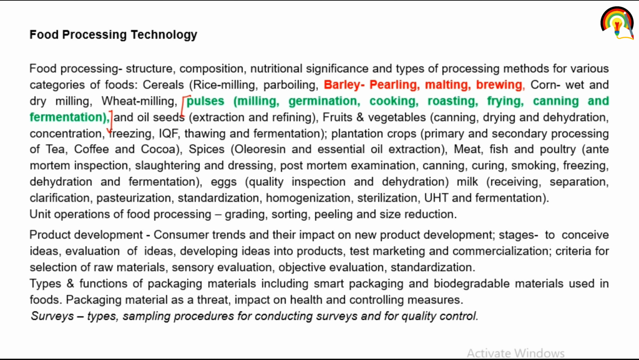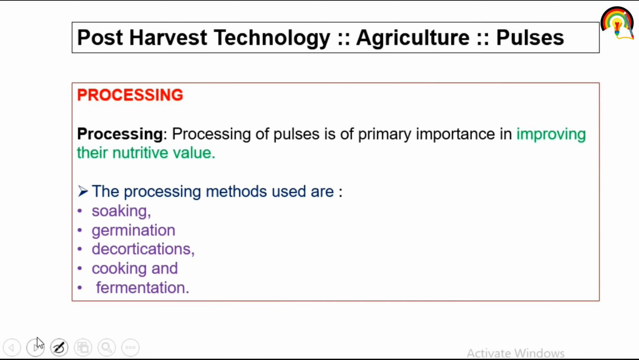We already discussed barley processing, corn processing, wheat processing, rice milling method, rice processing and basic terminology related to food processing. If you didn't watch those lectures, you can access them from the playlist. Today we are going to target pulses, milling, germination, cooking, frying, canning and fermentation. So let's start with today's lecture.